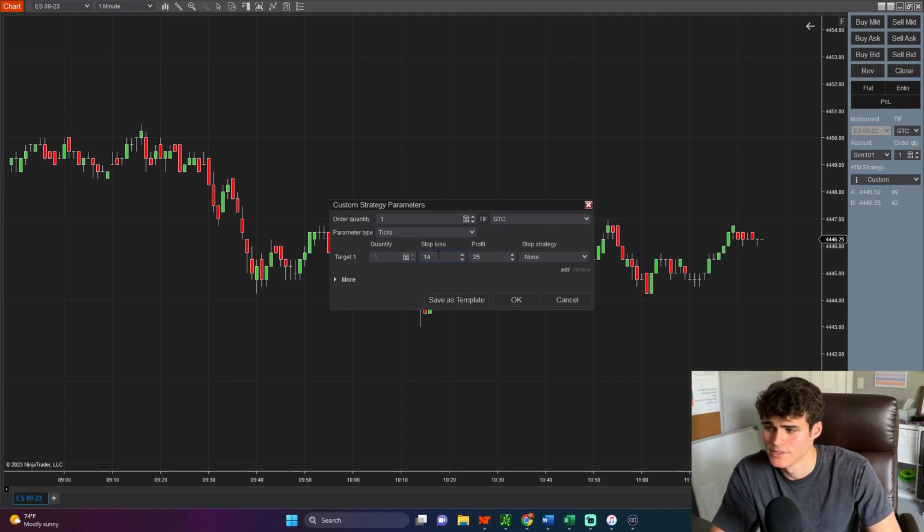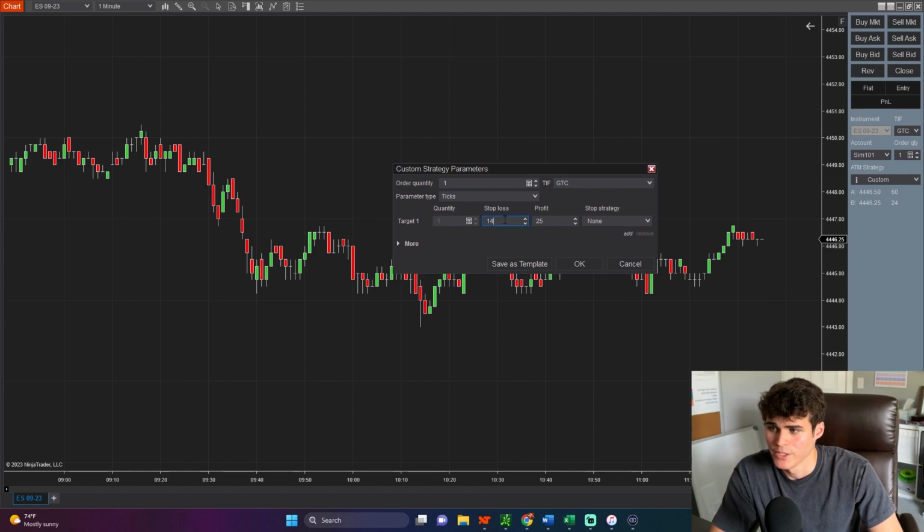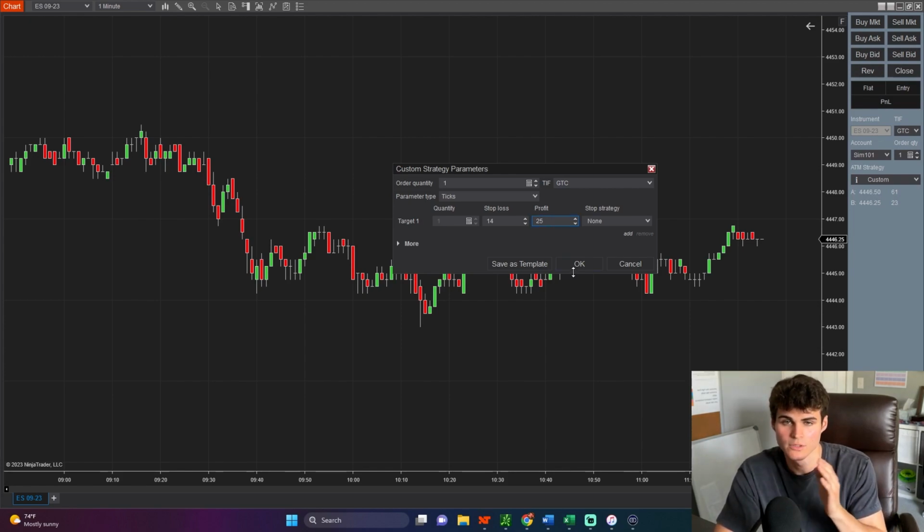All right, so like we said, here you can set the parameters. So right here we have a stop loss at 14 ticks and a take profit at 25 ticks. So the first thing you'll realize here is that our reward to risk is above one. It comes out to about 1.43 here. So for every $1 we risk, we make $1.43.